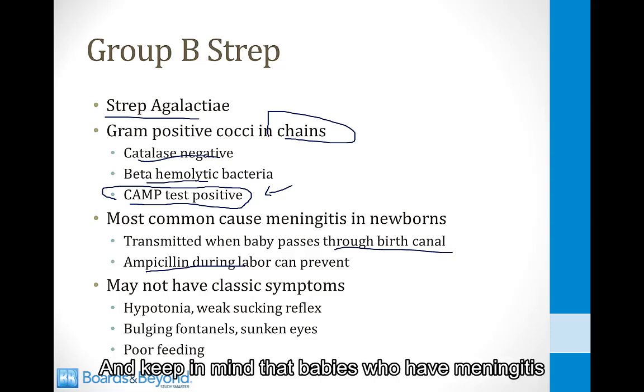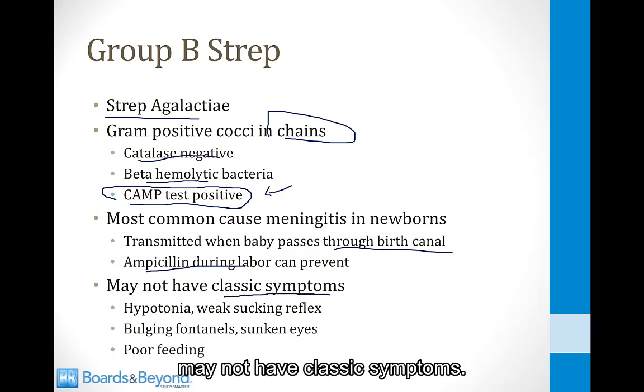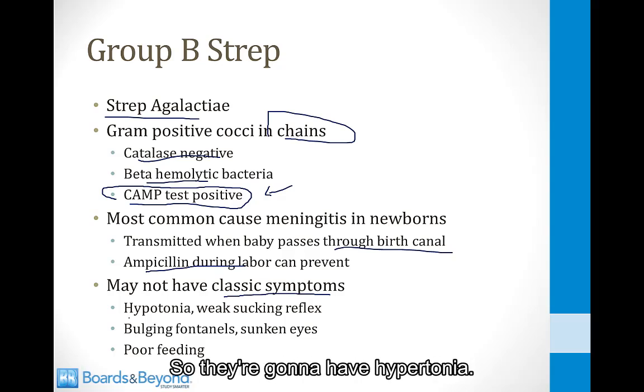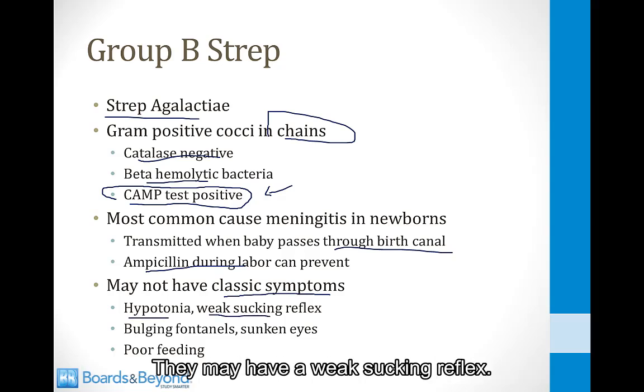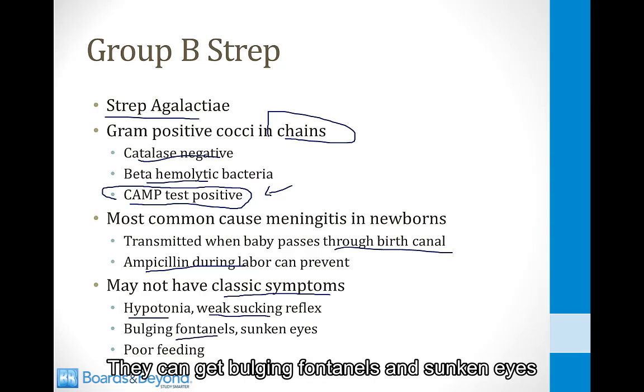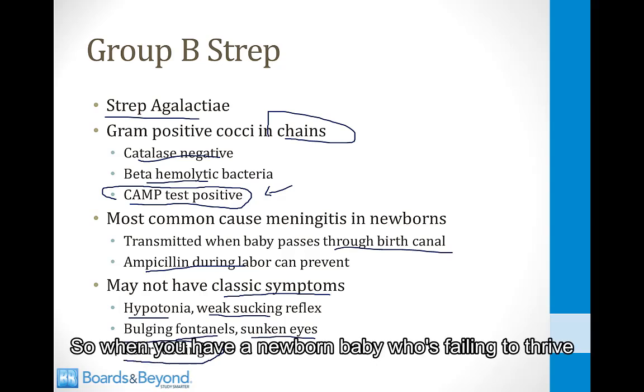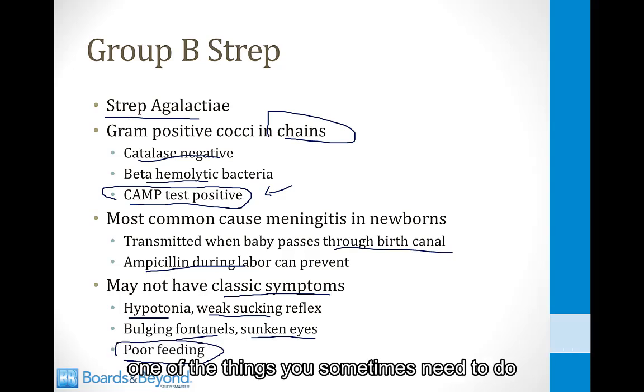And keep in mind that babies who have meningitis may not have classic symptoms. They're not going to complain of photophobia and neck pain because they can't even talk. So they're going to have hypotonia. They may have a weak sucking reflex. They can get bulging fontanelles and sunken eyes from the inflammation in the meninges, and they can have poor feeding. So when you have a newborn baby who's failing to thrive, one of the things you sometimes need to do is a spinal tap to rule out meningitis.